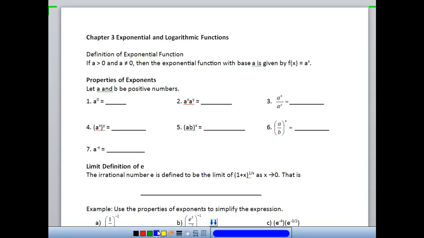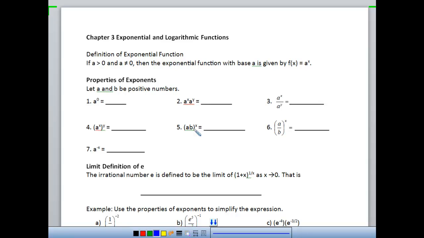it says the definition of an exponential function: if a is greater than 0, for a not equal to 1, then the exponential function with base a is given by f of x equals a to the x. So we've got a positive number raised to some variable power. And the rules for exponents that you should have learned somewhere along the way still apply for these exponential expressions. So let's take a look at those rules just briefly.